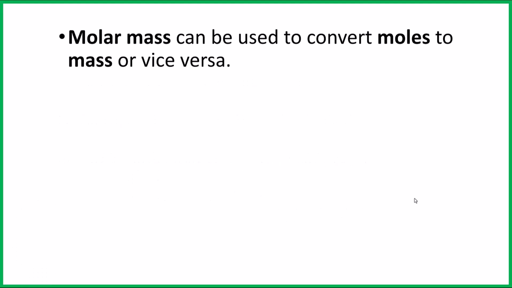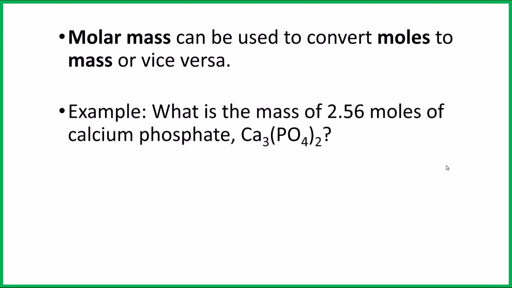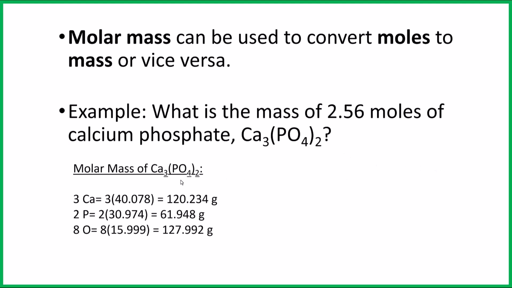And the molar mass can be used to convert moles to mass or vice versa. For example, what is the mass of 2.56 moles of calcium phosphate? So here's the formula for calcium phosphate. Our first step is to calculate the molar mass of calcium phosphate.